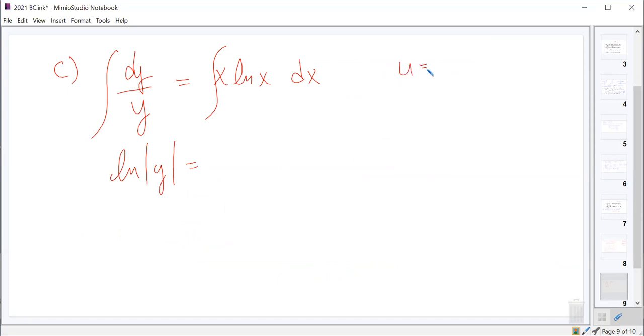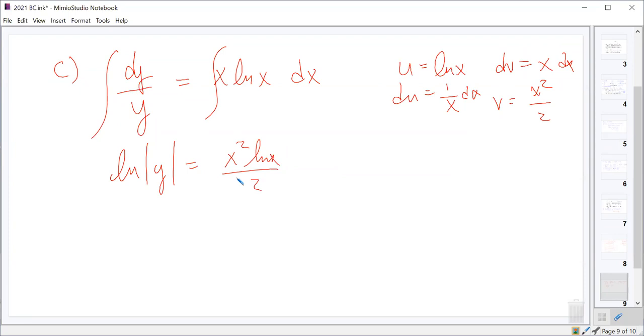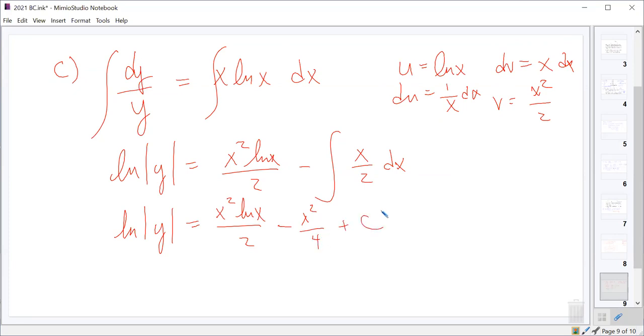Right, so what are you going to let u equal? You want to let u equal ln x? Okay, we can do it that way. That's fine. What's dv then? x. So du should be 1 over x, and v should be x squared over 2. So we end up with u times v, so x squared ln x over 2 minus the integral of v du, which should just be x over 2 dx. So we'll end up with natural log absolute value y equals x squared ln x over 2 minus x squared over 4 plus our constant. Everybody good there? Zoom, you get up to that point?